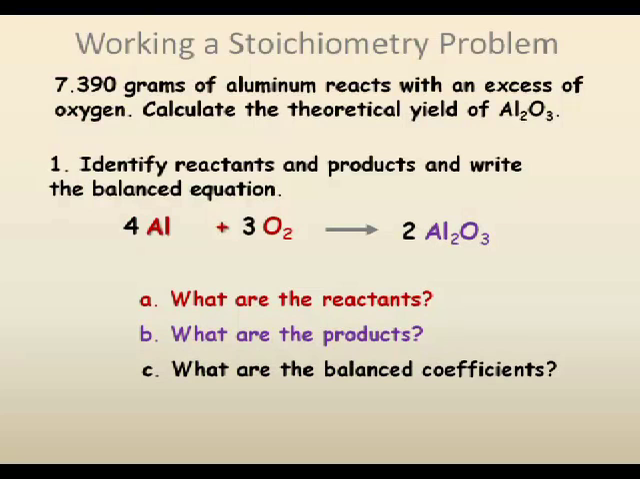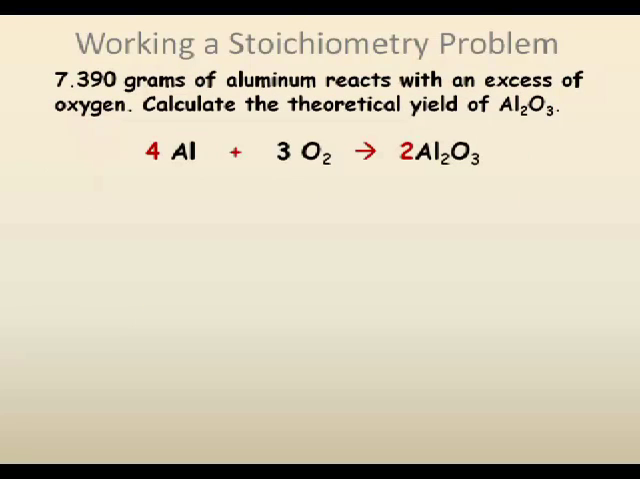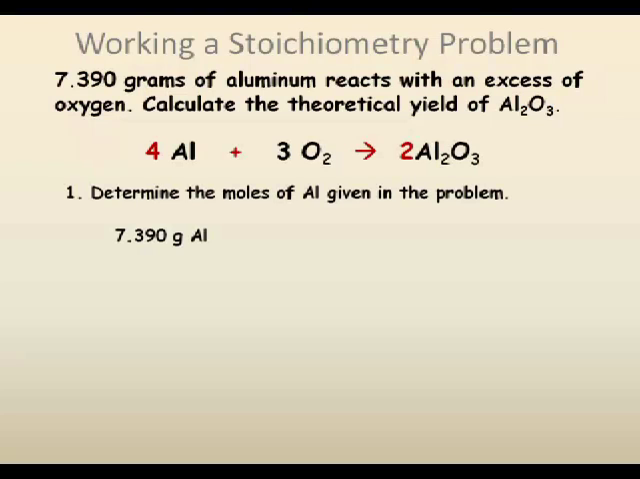Then you need to go ahead and balance the equation, making certain that the number of atoms on the left equals the number of atoms on the right. Once you have your balanced equation, you then need to determine the moles of that which you are given. So we go through and calculate that we have 0.2739 moles of aluminum using the molar mass of aluminum. Notice the units are canceling.